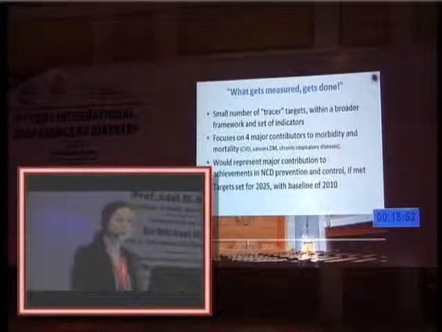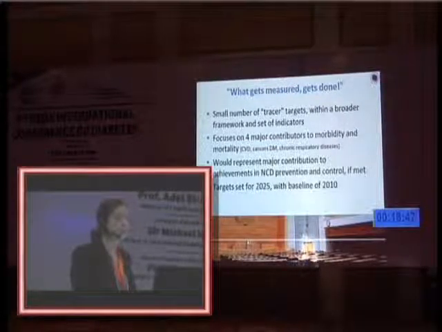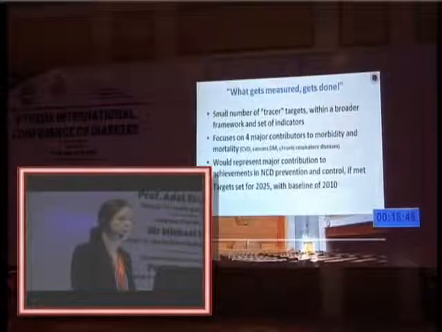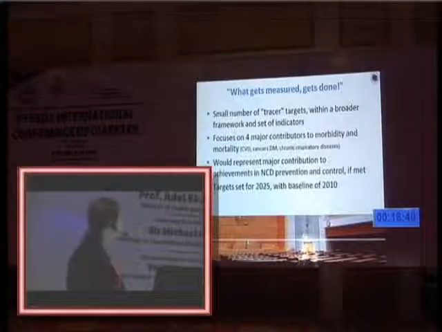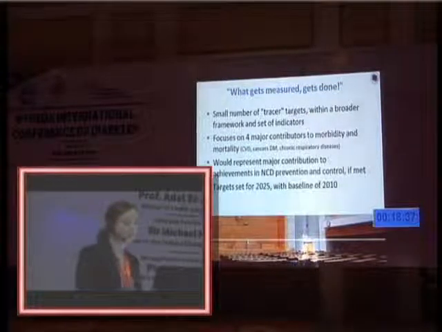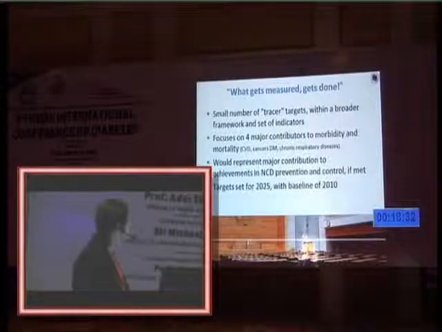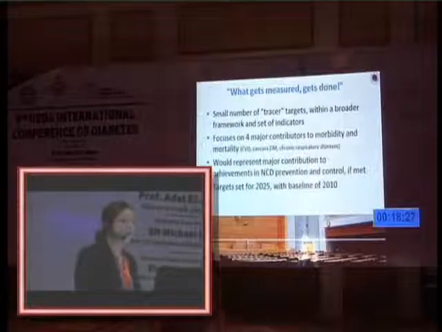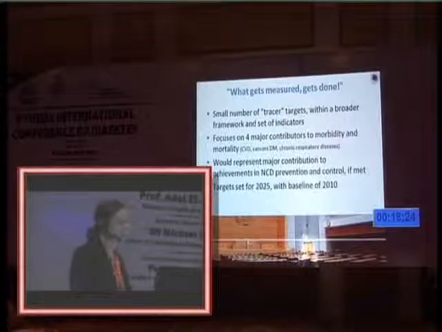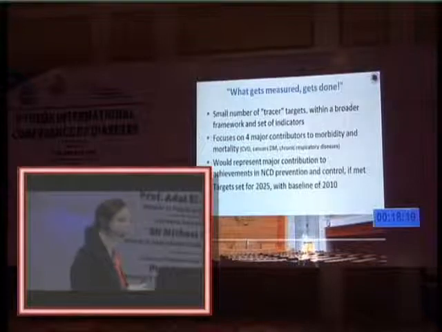Dr. Margaret Chan, the Director General of WHO, said, what gets measured gets done. So it was decided that the countries will take on a number of tracer targets and focus on the 4 major contributors to morbidity and mortality, the 4 major non-communicable diseases, of which diabetes is one. Achieving these targets would mean a major contribution to the control of non-communicable diseases, and the target date was set to be the year 2025.